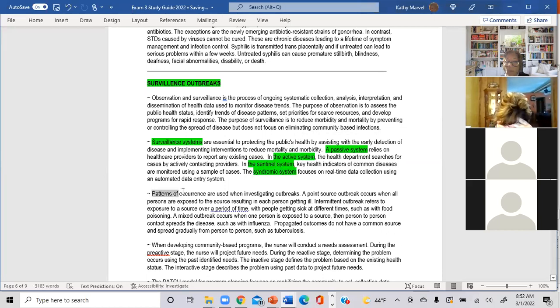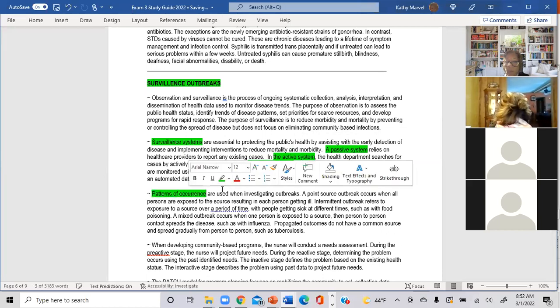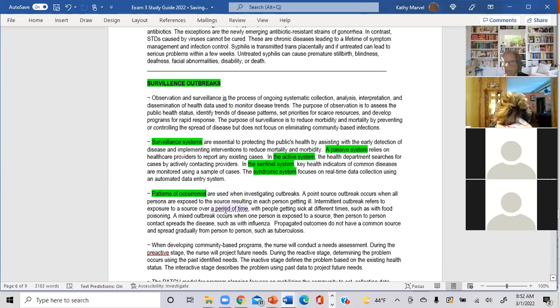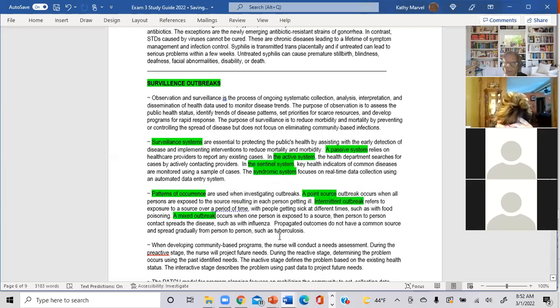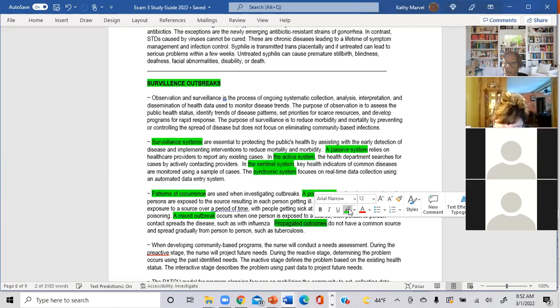Okay, and then we were starting to cover patterns of recurrence. How does it happen? There's 6 different ways. We need to know this. What is a point source outbreak? What is an intermittent outbreak? What is a mixed outbreak? And this paragraph gives a nice little definition. Okay, what's a propagated outbreak?